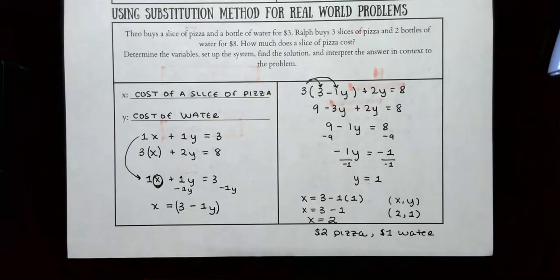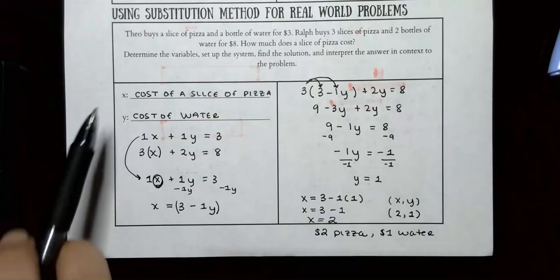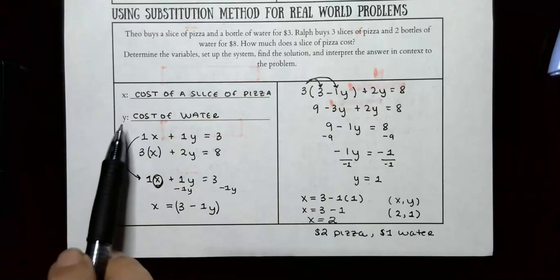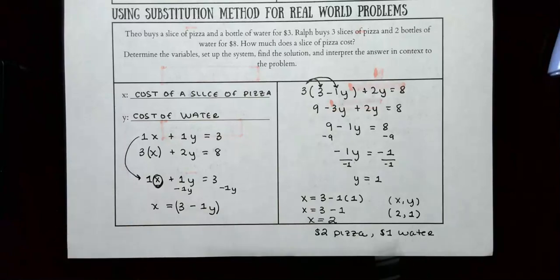Now I know they didn't ask us for both. The question said, how much does a slice of pizza cost? The slice of pizza is $2. But now you know that these two numbers here actually have meaning. So whatever you establish at the very beginning, whatever you decide x and y is, then you can go back to that part and say, oh, 2 is the cost of pizza, 1 is the cost of water. And then answer the question.